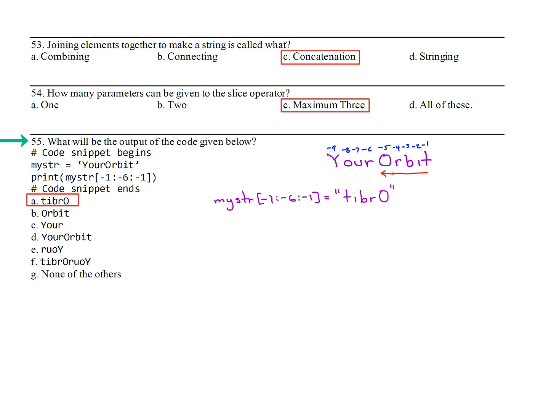So notice on this slice, if you look at the step, that's negative, so it's basically going to traverse the string from right to left, and I'm showing that here in the diagram. So it's going to go from the -1 index to the -6 index, not inclusive, you always stop one before, from the right to left. So that will be T-I-B-R-O, T-bro. That's answer A.